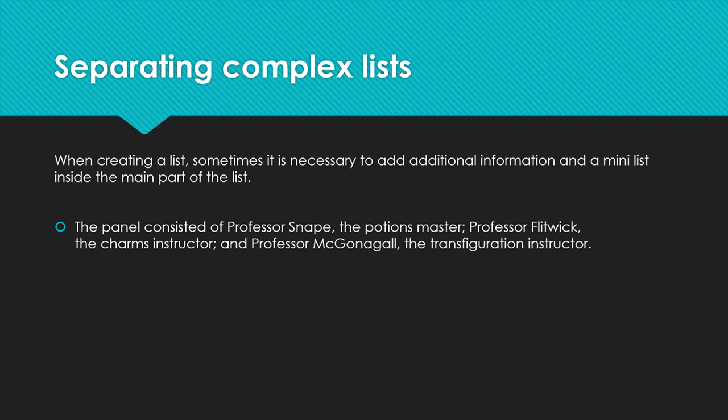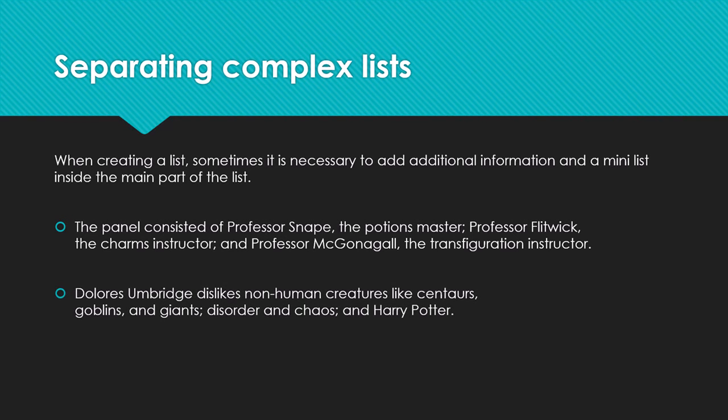In this example, we're providing additional context about each professor, so to keep our reader from getting confused, we've added semicolons between each person in our list. Here's a different example. Dolores Umbridge dislikes non-human creatures like centaurs, goblins, and giants; disorder and chaos; and Harry Potter. Here, only the first part of the list has additional commas, but semicolons would still be appropriate to avoid confusion. Last we checked, Harry Potter wasn't a non-human creature. Well, that's up for debate, but we don't want to label him that way, so semicolons it is.